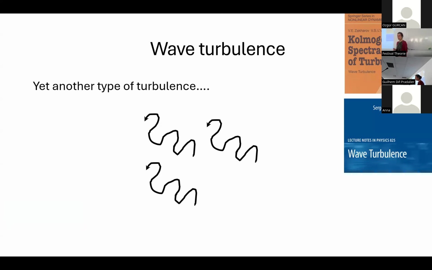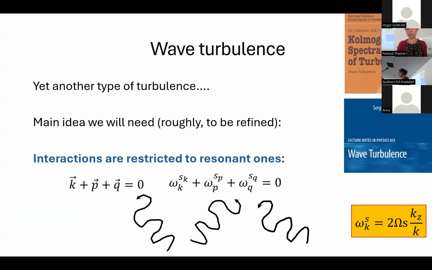Okay, so we talked about 3D turbulence, we talked about 2D turbulence, and now we have another type of turbulence, which is wave turbulence. And we are going to use really something minor from all of this. The main idea is that when you think about interactions between waves, if you're in a regime where the wave frequencies are fast, then the only interactions you have are resonant interactions.